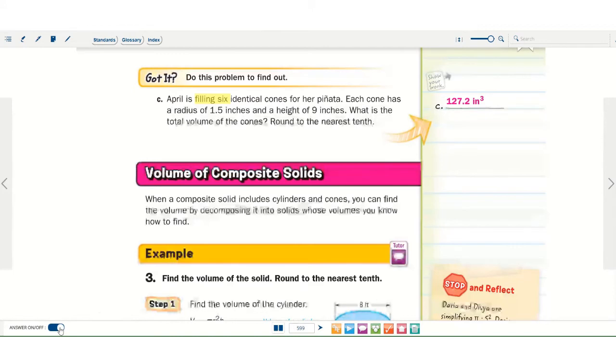After you have done your math, you're thinking V equals 1/3 times pi times radius squared times height. So we're thinking V equals 1/3 times pi times radius, which is 1.5, squared, times height of 9. And then when we get our answer, we need to take that times 6. So our answer, rounded to the nearest tenth, of the volume of the 6 identical cones should be about 127.2 cubic inches.